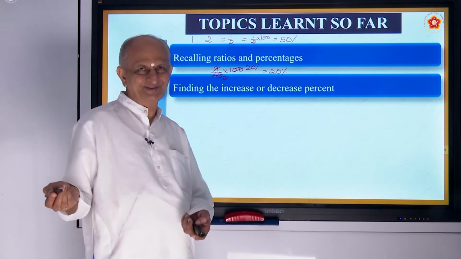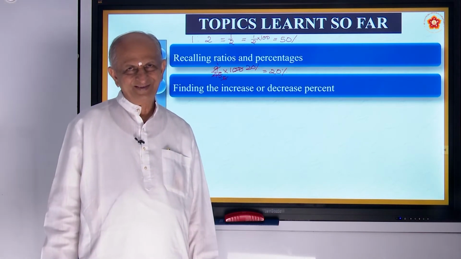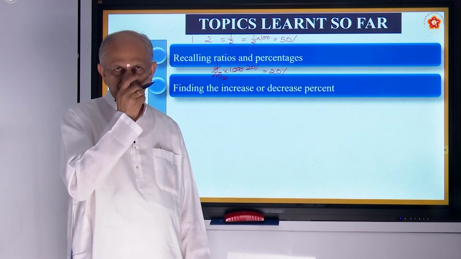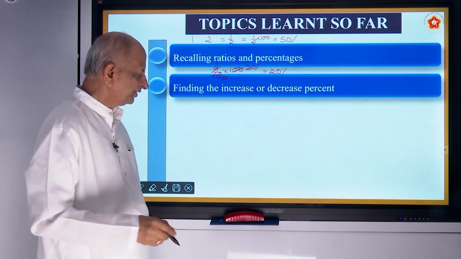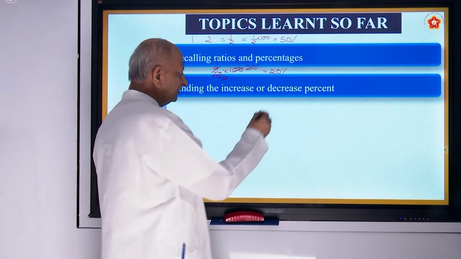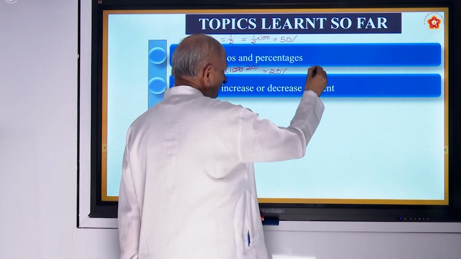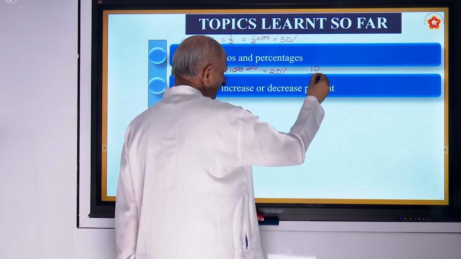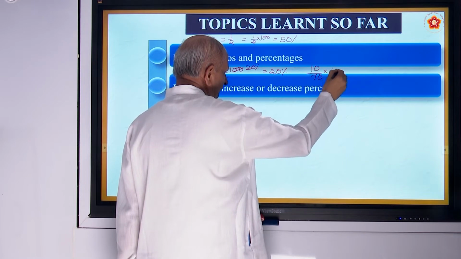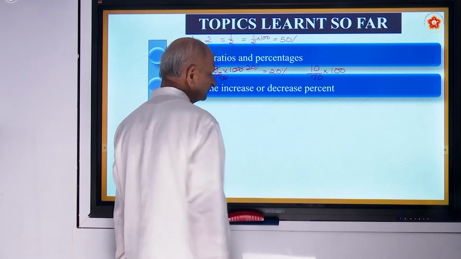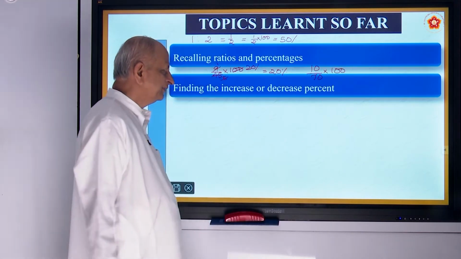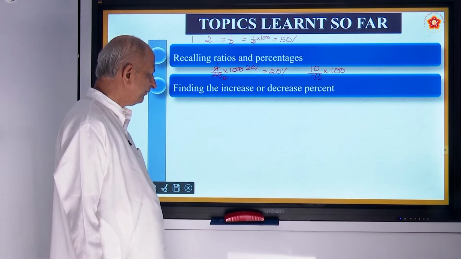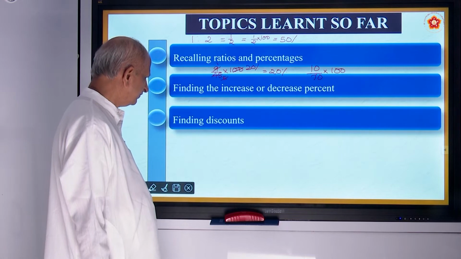Similarly, decrease also works the same way. If the marks scored in mathematics is say 80, and the next year you have scored about 70, let us suppose, then there will be a decrease of 10 marks. For 70. So for 100 how much? So that is called as decrease. So increase or decrease of percentage also we have seen.